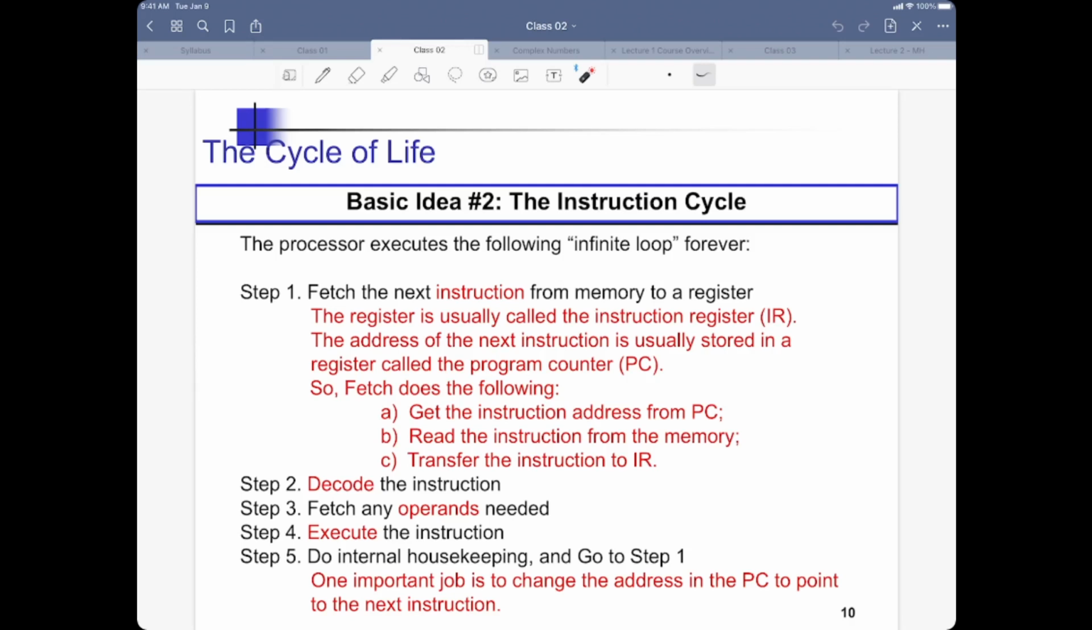No matter what instruction it is, it will have these 5 steps. The first step is to fetch the next instruction from memory to a register. And that register, we are going to call the program counter. Look for the address of the next instruction to be executed. There are two important registers here: one is the program counter, and the other is the instruction register, IR.